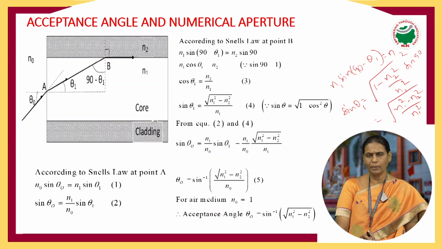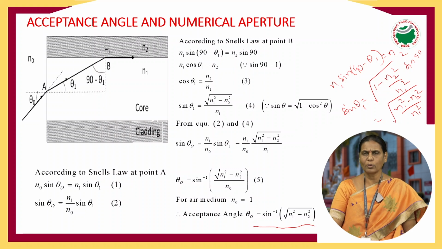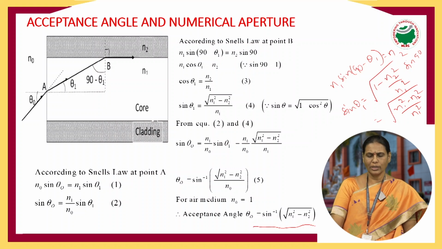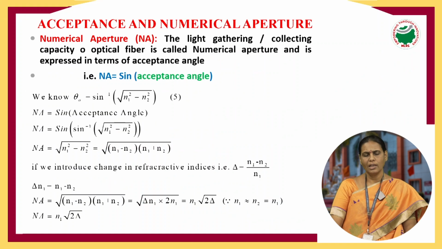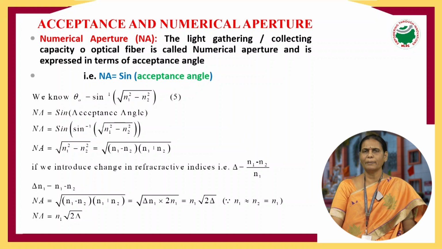Now, we are taking air medium. Air medium always has a refractive index of 1. Then you can write the acceptance angle as theta naught is equal to sine inverse of under root of n1 square minus n2 square. Okay, this is the derivation for acceptance angle. Now, next, let us express acceptance angle in terms of numerical aperture. Now, what is basically numerical aperture?